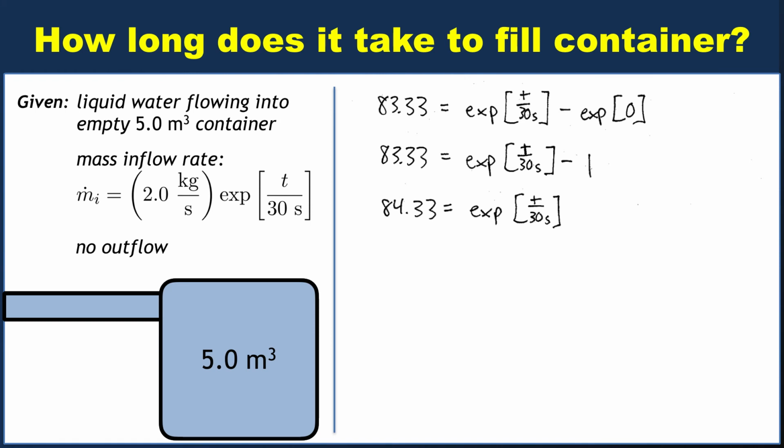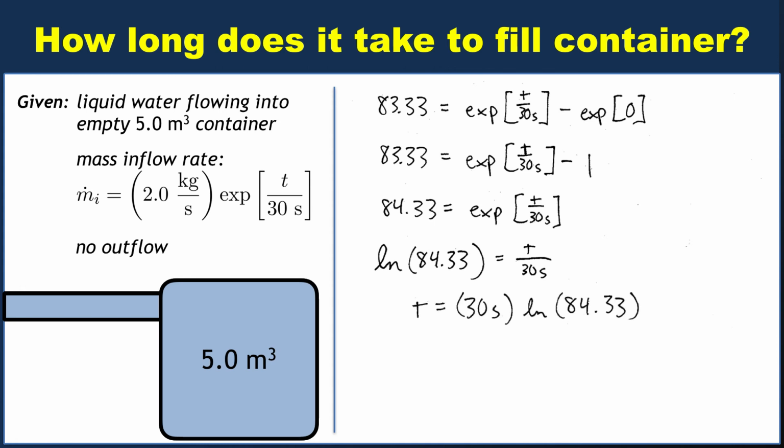Alright, we can solve this for t. Let's take the natural log of both sides. We do that, and the ln of 84.33 is t over 30 seconds. Multiply both sides by 30 seconds. I feel like we've done that before. And t equals 30 seconds times the natural log of 84.33. Solve that, and you get that time equals 133 seconds. So that's the amount of time it takes to fill this container.